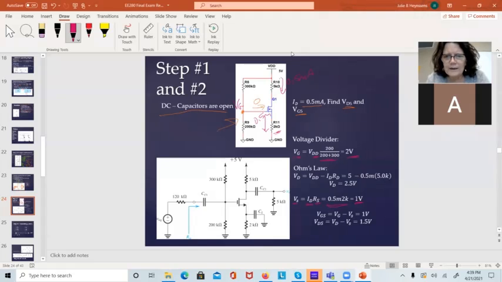We can use Ohm's law again to find the voltage right here, VD. This is the source, that's the drain. It would be VDD minus VD would give you 0.5 milli times 5K. I rearrange that a little bit and I get this equation, and that comes out to be 2.5 volts. So now once I know VD, VG, and VS, I can calculate VGS. It's just VG minus VS, 1 volt. VDS is VD minus VS, 1.5 volts. We've got our DC operating point.